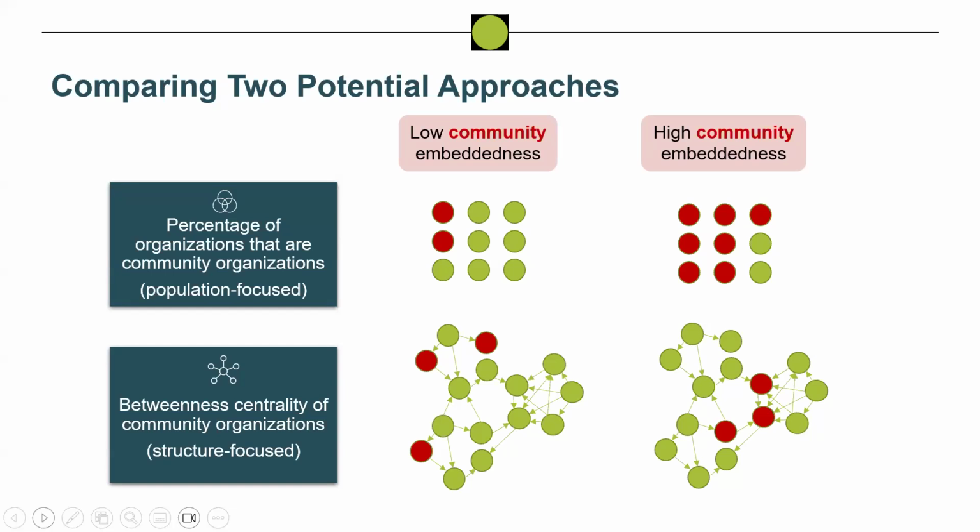This measure called betweenness centrality, on the other hand, is structure focused. You can see the difference in these simplified graphics. A network that has, for example, a lot of community organizations, but where they're positioned on the periphery of the network rather than central, that probably isn't super sustainable. And likewise, having just a few community organizations in a network can play an outsized role in sustainability if they're highly central. Next, please.